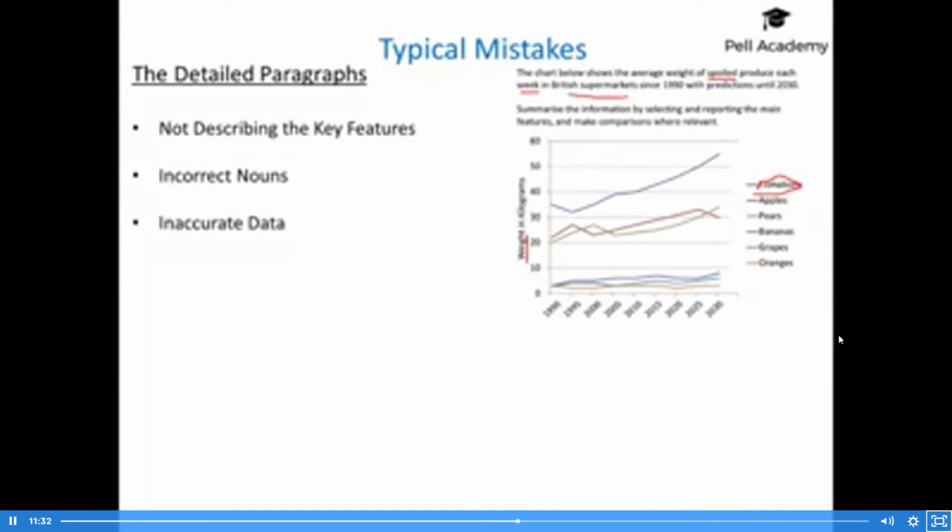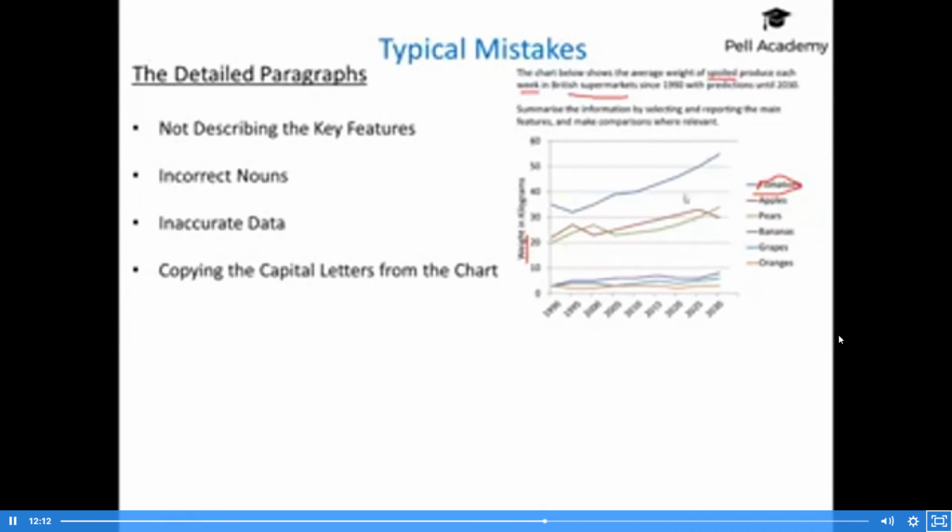Inaccurate data, and for me this is just unforgivable. You spend so much time and money preparing and getting yourself into the position where you can get the score you finally need, and here we got pears started at 20. Inaccurate data, you say pears started at 10. Straight away your task achievement is suffering for just something small like this. So make sure you're paying attention to the numbers and the figures, and that if this is something you're not good at, double check it, but make sure you're getting it right, because this is very important.